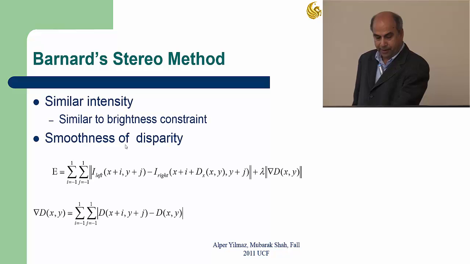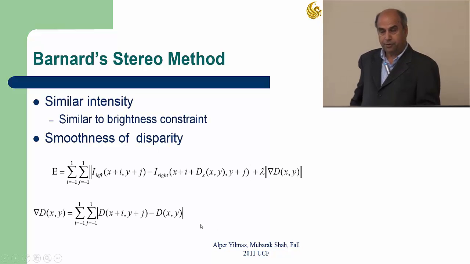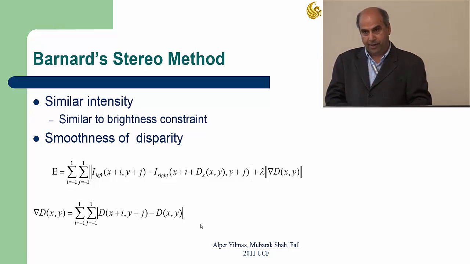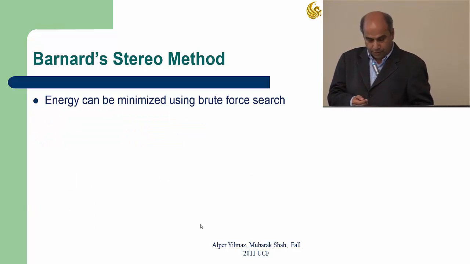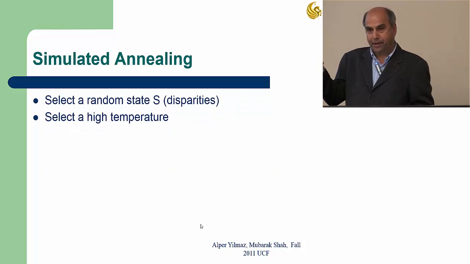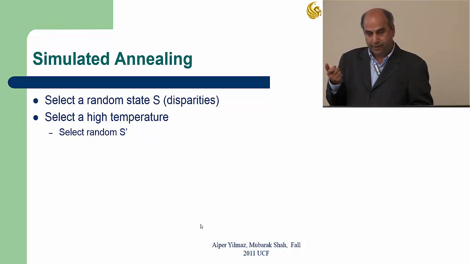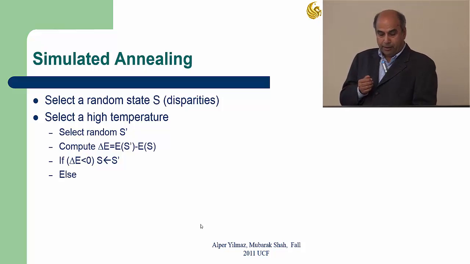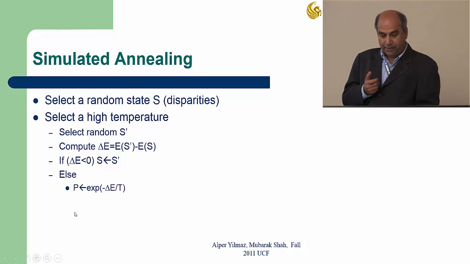As you remember, this is our energy, which is the difference between left and right, the disparity, and the smoothness, which is the gradient. You understand energy, yes? If you know the disparity, you can compute energy. So we have one disparity, which is S, we have energy. We have another disparity, S prime, we have energy. We can find a difference, which is delta E, yes? That's the energy difference.